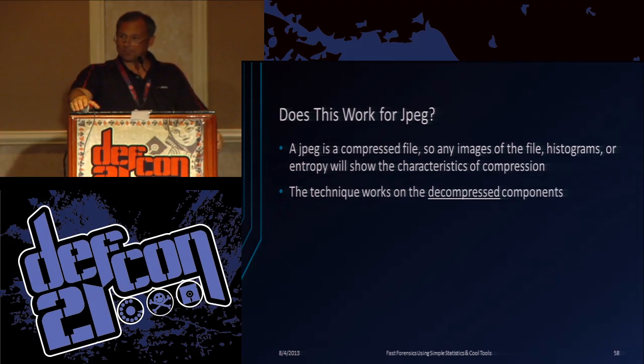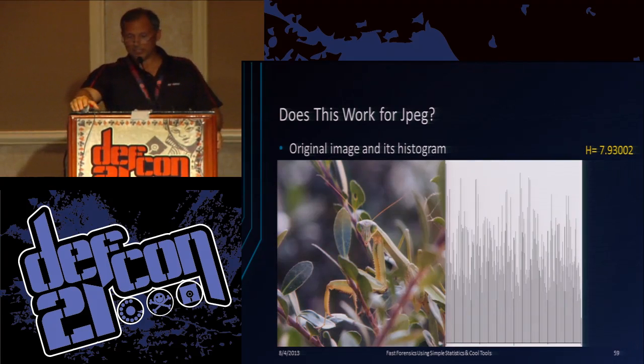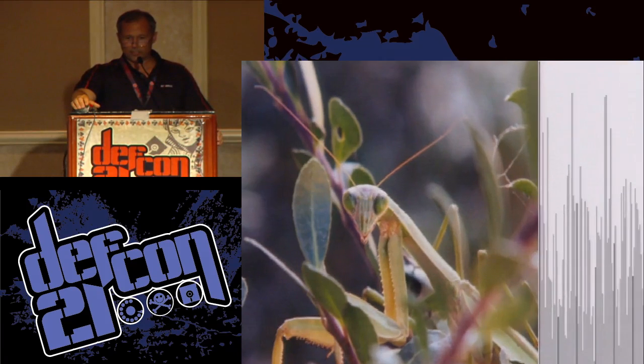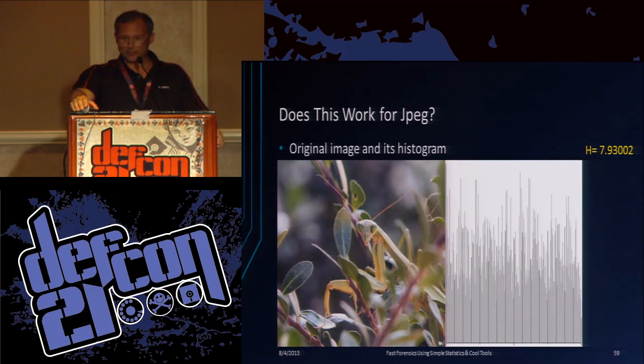How about JPEG? Does this work? Well, here's my favorite pet, Mandy. She actually looks kind of annoyed. I mean, why are you taking this picture? And that's the histogram of the JPEG. See, entropy is fairly high, but it's not like an encrypted file.